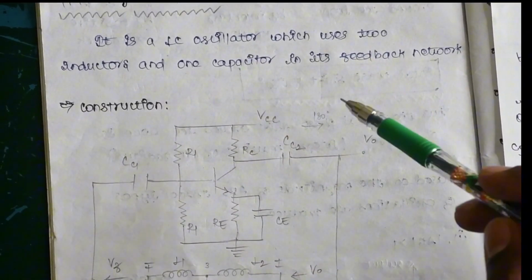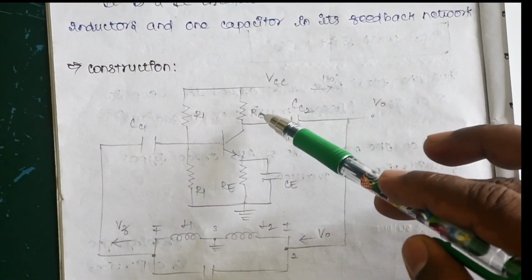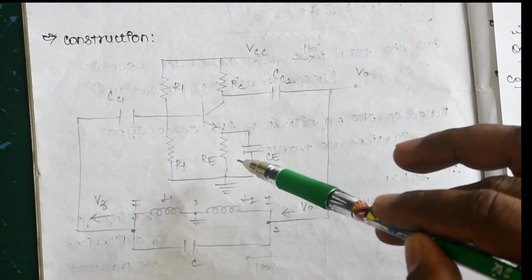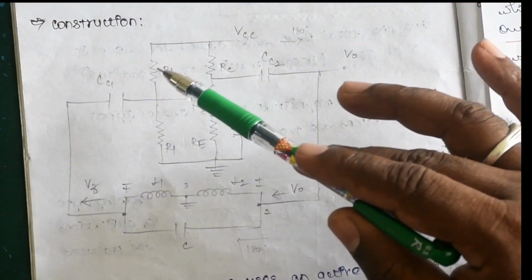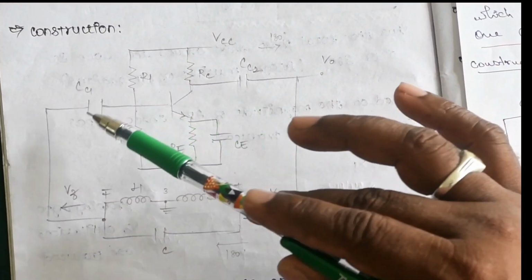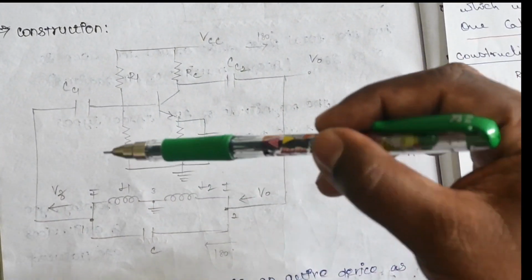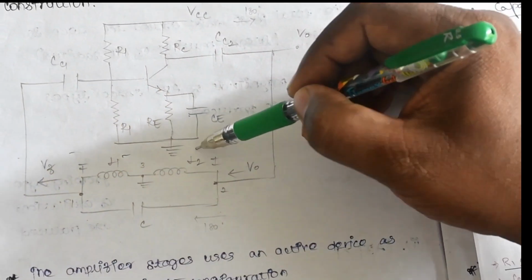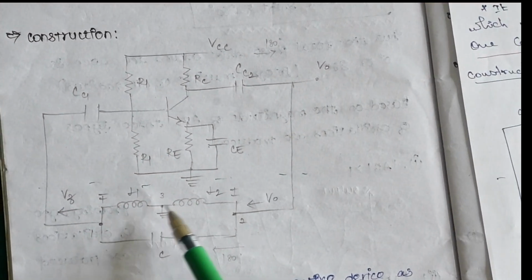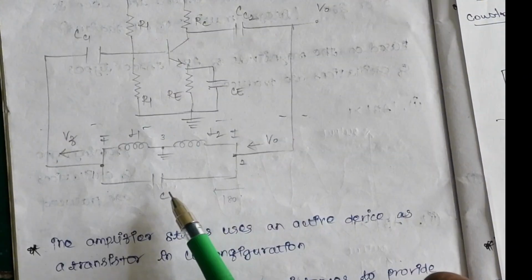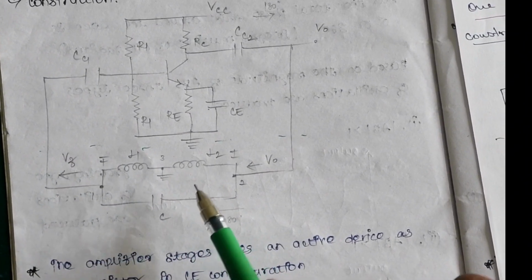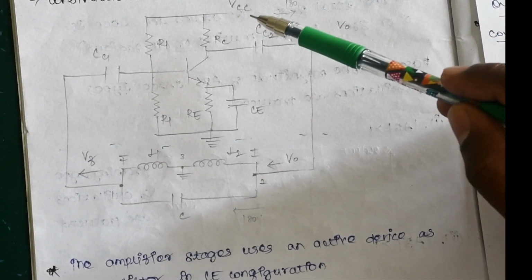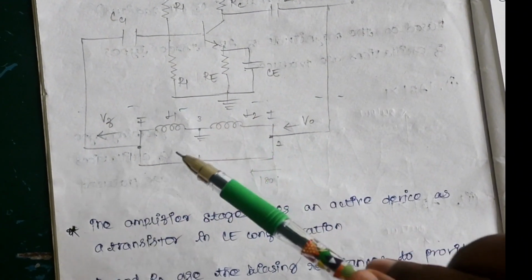So, construction. This is RC and R1, R2, RE. These three resistors are used for biasing purposes, and then coupling capacitors. The first stage we have used as an amplifier stage, and here L1, L2 and C act as a feedback stage. So there are two parts in this construction. The first part is the amplifier stage and the second part is the feedback network.